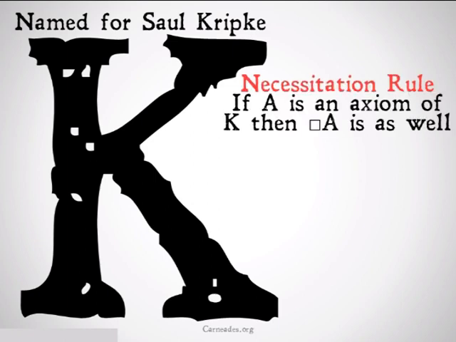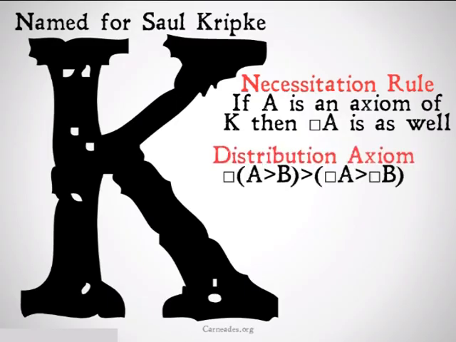It has three main components. The necessitation rule: if A is an axiom of K, then it's necessary that A is as well. Basically saying that the laws of logic are necessary, or our axioms are necessary and true in all possible worlds.